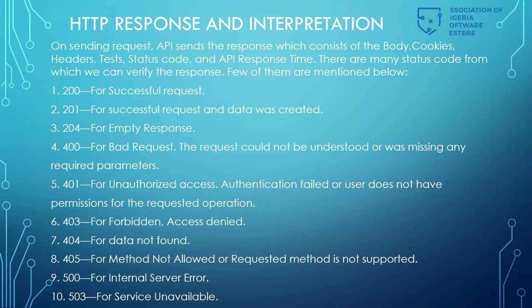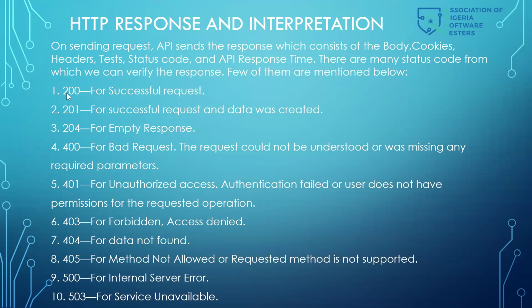There are some HTTP responses that come in like numbers. You see something like 200, 201, 204, 400, 401, and all that, like I have listed here. So on sending a request, the API sends the response, which consists of the body, cookies, headers, test, status code, and API response time. Meaning that if you send a request and it comes back, like your waiter bringing your food, it comes with the body response, your cookies, your headers, and your status code.